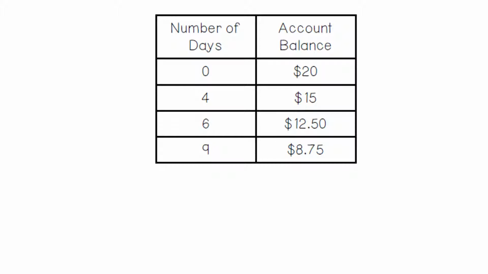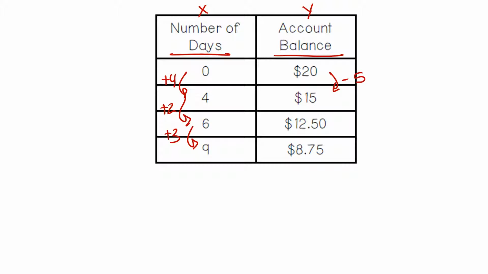For this problem, we're talking about the number of days and the account balance. We can go ahead and label number of days x and the account balance y. We can see going from 0 to 4 is going up 4. 4 to 6 is up 2. Going from 6 to 9 is 3.